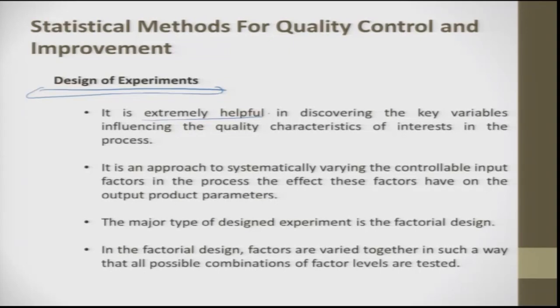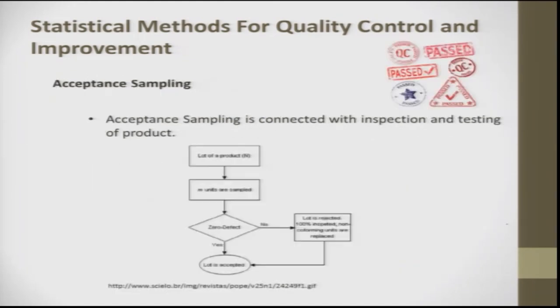It is extremely helpful in discovering the key variables influencing the quality characteristics of interest in a process. It is an approach to systematically vary the controllable input factors in a process. The major type of design of experiments is factorial experiments. In these factorial experiments, the factors are varied together in such a way that all combinations of factors are obtained.